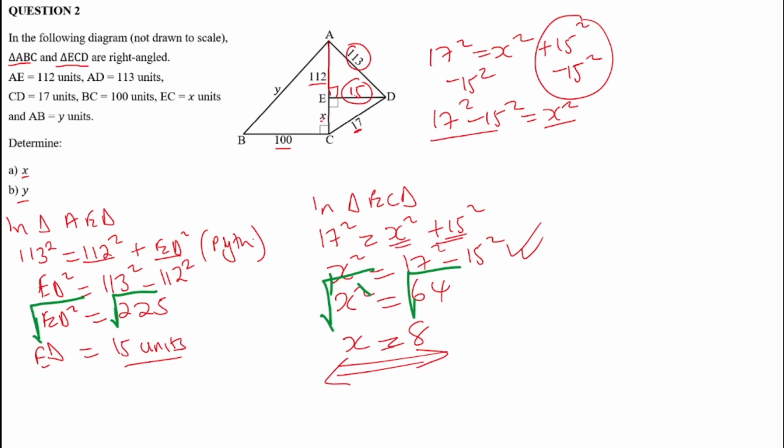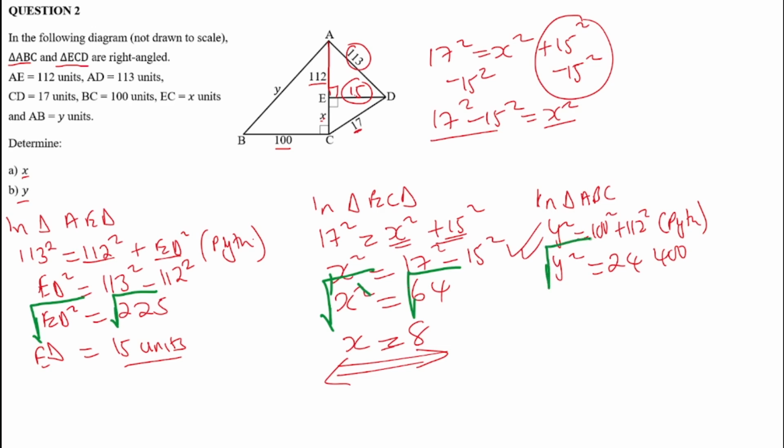And then y. We're going to look at triangle ABC. Y is the hypotenuse. So in triangle ABC, y squared is equal to 100 squared plus 112 squared. The reason is Pythagoras. Then y squared is equal to 24,400. And then you square root both sides. What do we remain with?